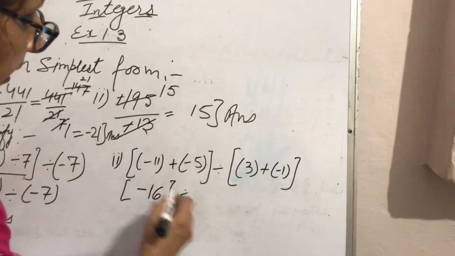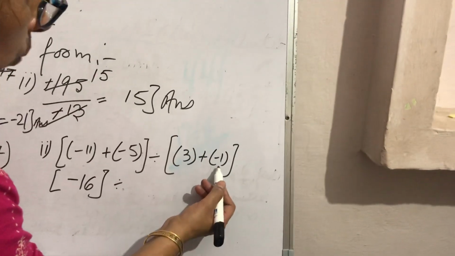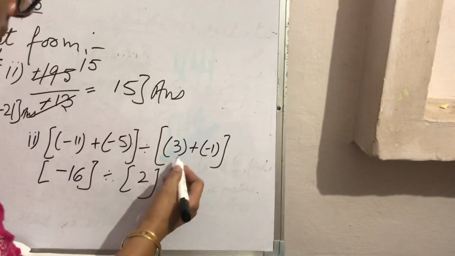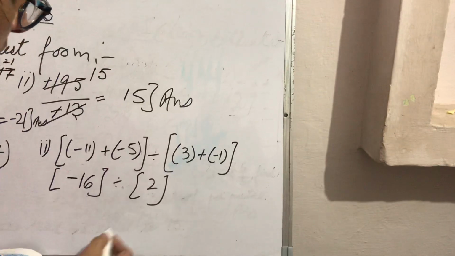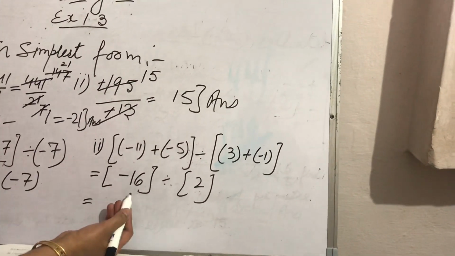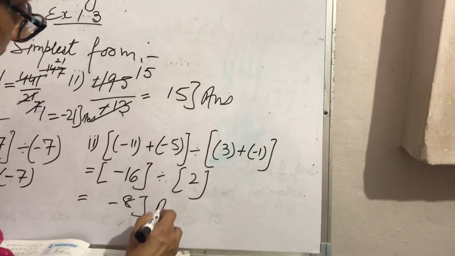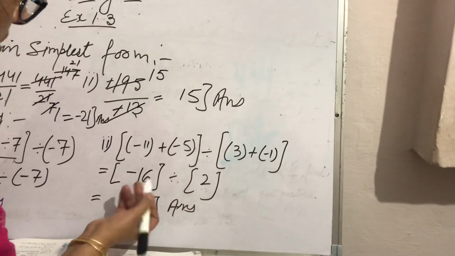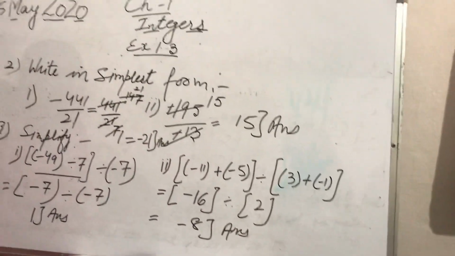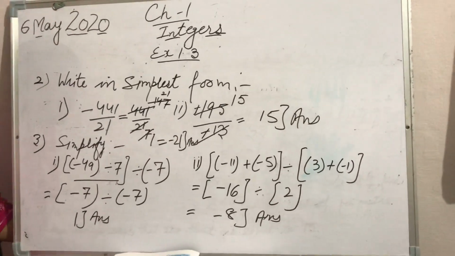Then divided by again plus minus minus, 3 minus 1, 2. 3 is bigger and it is positive, so positive 2 will be there. Now minus 16 divided by 2, this will be minus 8, this is the answer, because single sign is there, so answer is in negative. Then same as third and fourth part, you can do it yourself.